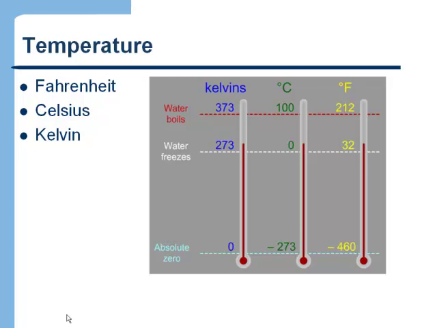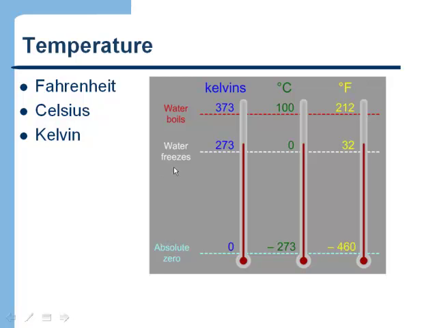Let's take a look at temperature. There are 3 different temperature scales that are in common use, and Fahrenheit is probably the one that most of us are most familiar with, since that's still what we use in the US when we're just talking about how hot it is outside. But you're also probably familiar with Celsius as well. And then there's also the Kelvin scale, which you may or may not be familiar with. What this graphic shows is where some common occurrences fall on each of those scales.